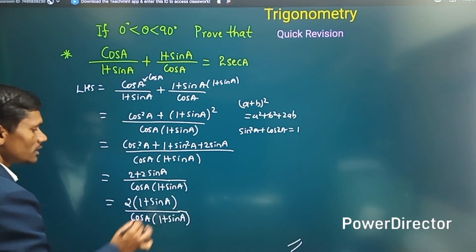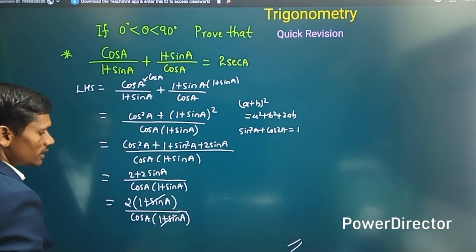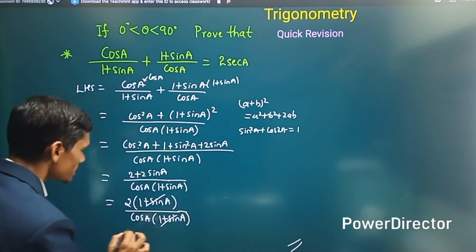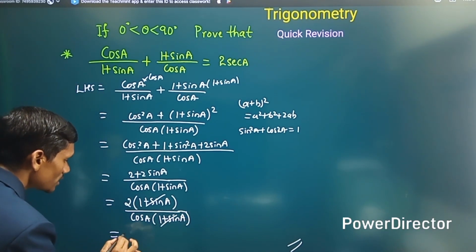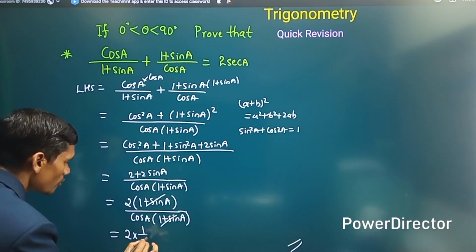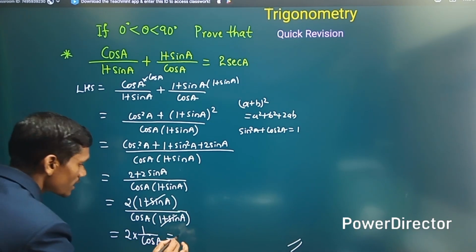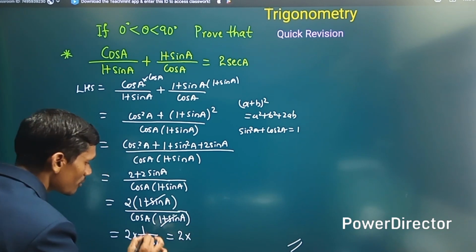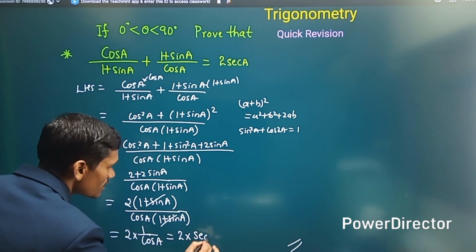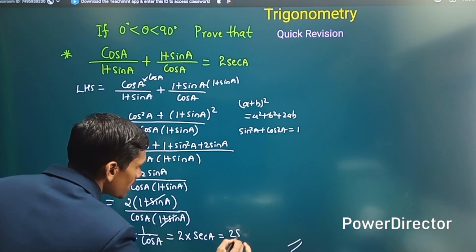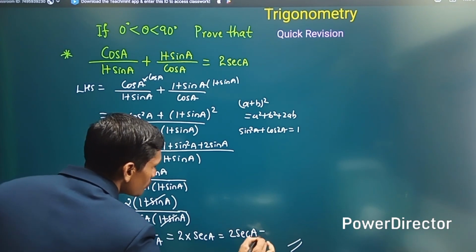Now you can see here this 1 plus sin A, 1 plus sin A, they get cancelled. So what remains? Down here 2 into 1 upon cos A remains. This 2 into 1 upon cos A means what? 2 into 1 upon cos A, sec A. So that is why 2 sec A. Hence proved RHS.